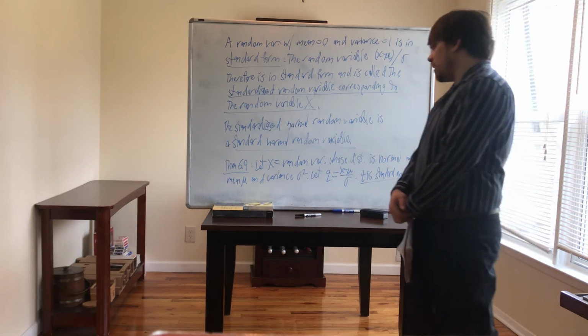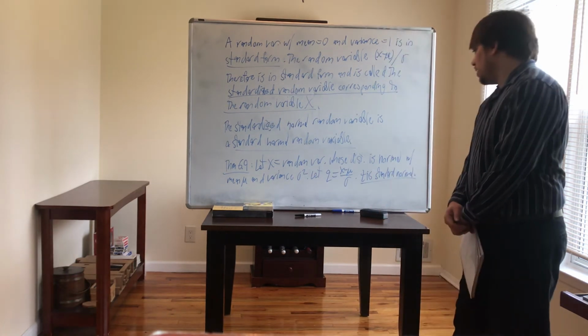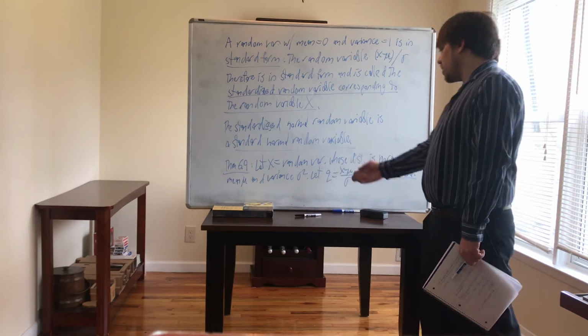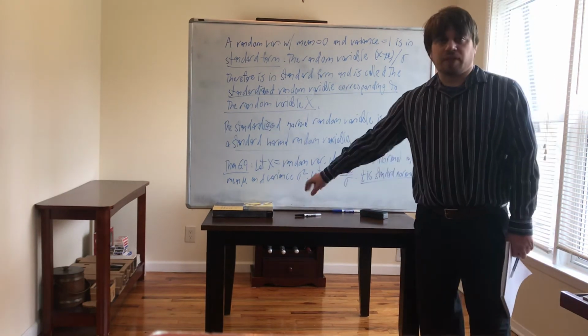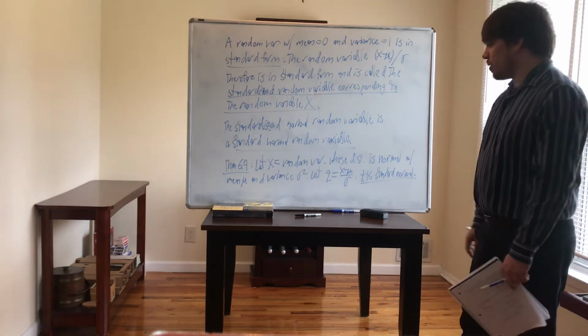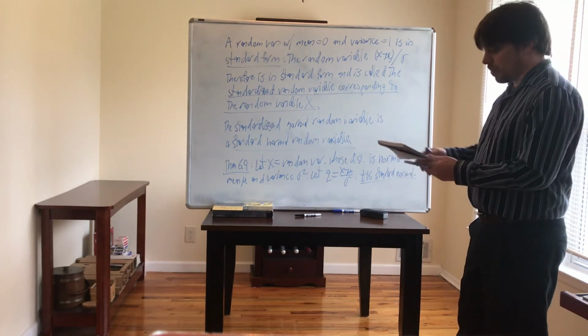Okay, so now if you have your random variable x whose distribution is normal, and let z equal x minus mu over sigma, we showed that the mean is 0 and the variance is 1. And so now z has to be standard normal. Okay, so that's theorem 6.9.